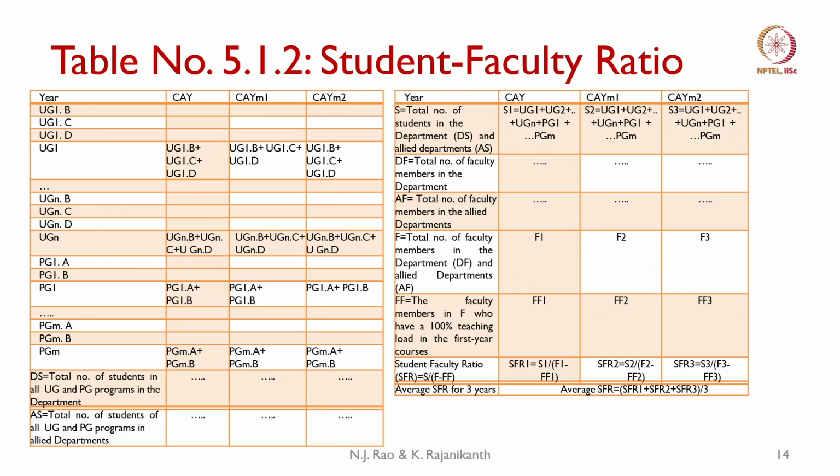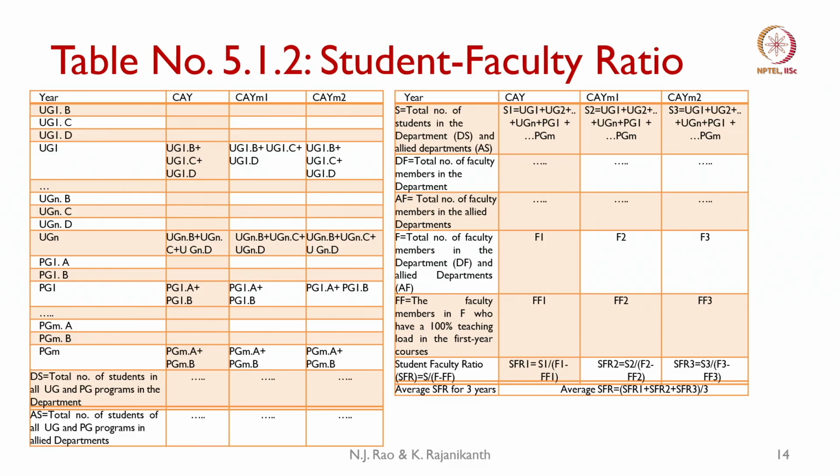Then FF is the faculty members in F who have a 100% teaching load in the first year courses. They have to be removed. So 100% load of the first year, if a faculty is having, that person will not be counted. So the F minus FF, that will be taken as the faculty to appear in the denominator, and S is the total number of students appearing in the numerator. So that is how the student faculty ratio SFR is calculated.